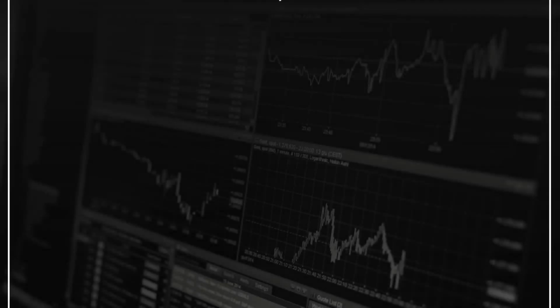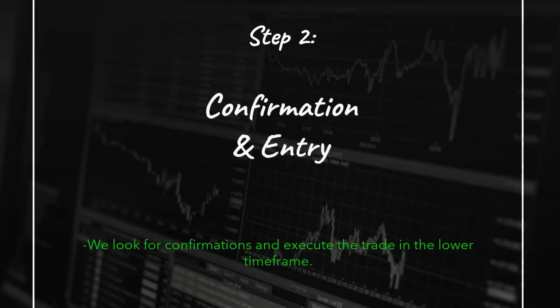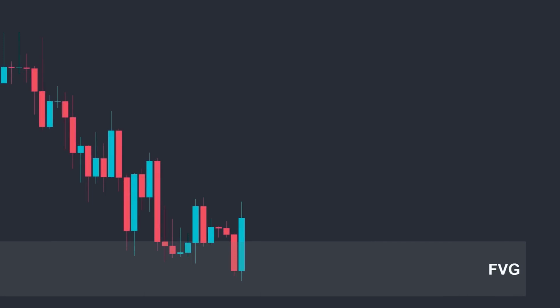Now, the second step of this trading plan is to look for confirmations and execute the trade in the lower time frame. After waiting for the price to enter our trading zone, we need to see some form of confirmation to show that this short-term downtrend is over and the price can push to the upside. To identify this reversal, we pay attention to liquidity sweep patterns and changes in character.